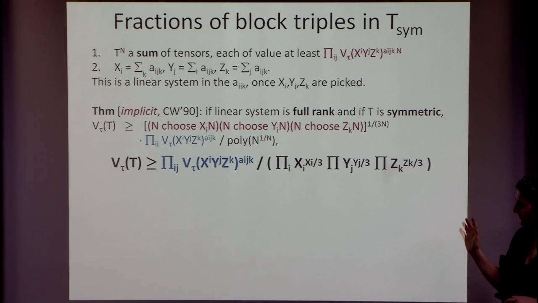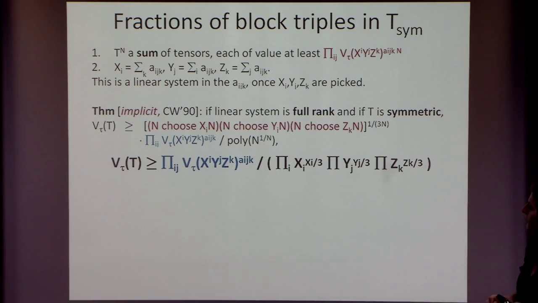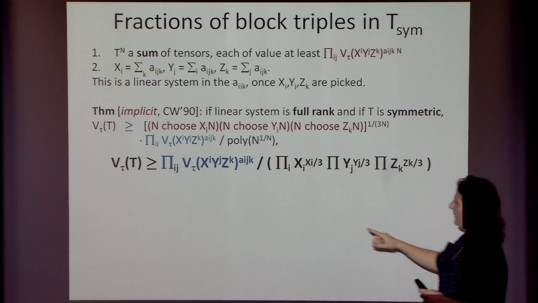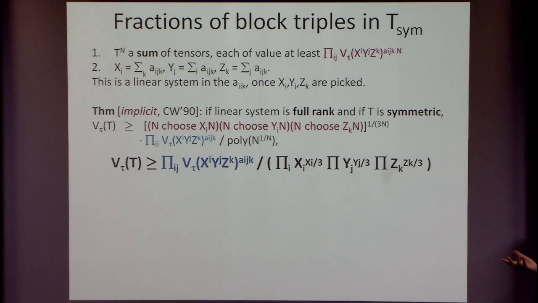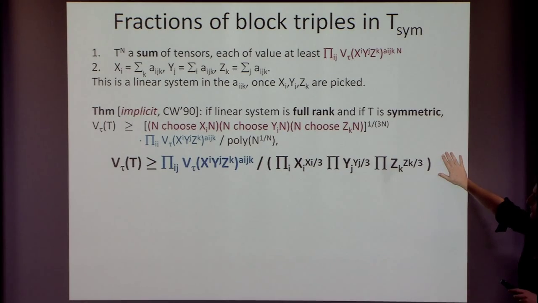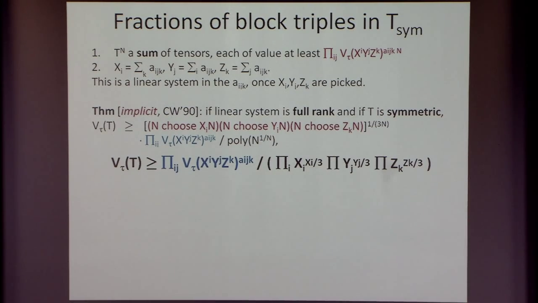It's completely dependent on the choice of x_i, y_j, z_k, and they're constrained by the fact that the sum over x_i is 1, the sum over y_j is 1, the sum of z_k is 1, and the a_ijk's are completely determined from the x_i, y_j, z_k when you solve the linear system. So this is the theorem that Coppersmith and Winograd prove, and they prove it for this particular case of the CW tensor, but you can continue and do it for all tensors that are symmetric and have this property of the blocking.